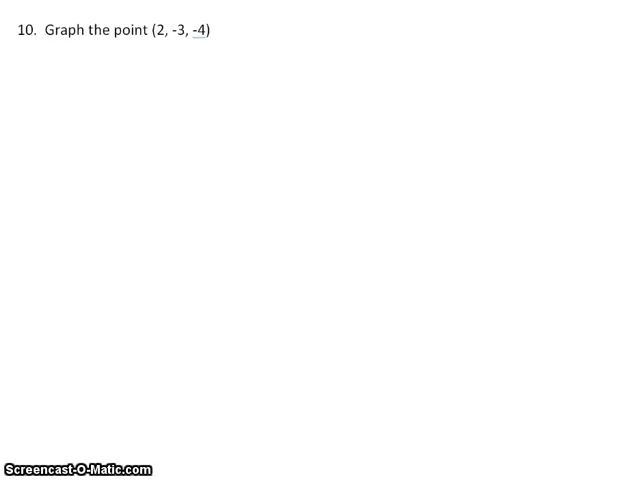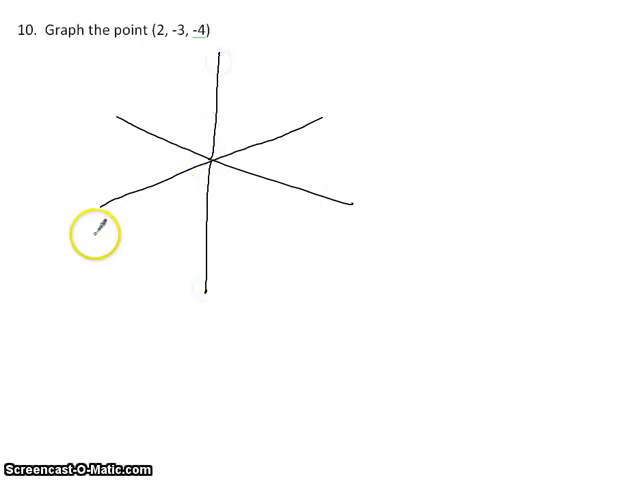We have problem 10, which means we need to figure out how to graph a 3-dimensional point on a 2-dimensional space. It means that we're going to have to set up this modified axis system, and we have the plus x here, we have the minus x here, we have the plus y here, and we have the minus y here, we have the minus z here, we have the plus z here.